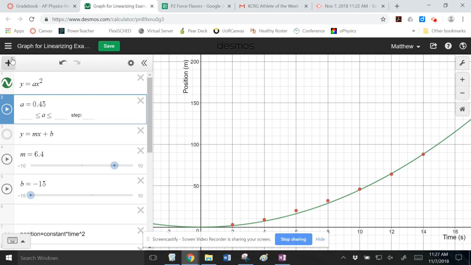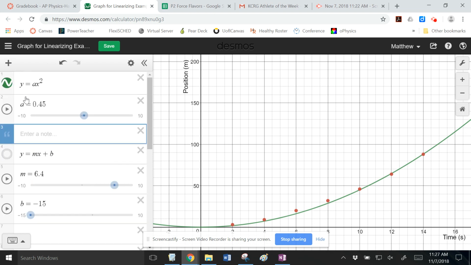So my equation then for this would be position equals 0.45 units times time. But if you look up here again in the equation, it's not x, it's x squared. So time squared.